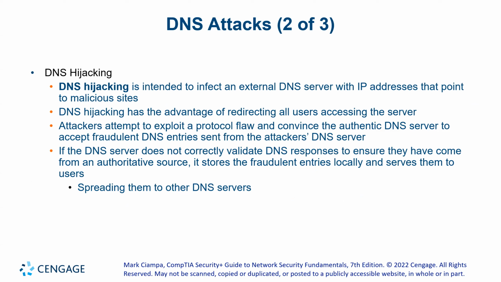Attackers attempt to exploit a protocol flaw and convince an authentic DNS server to accept fraudulent DNS entries sent from the attacker's DNS server. If the DNS server does not correctly validate DNS responses to ensure they have come from an authoritative source, remember us talking about certificates? That's what they're talking about with the authoritative source. It stores the fraudulent entries locally and serves them to the users. This spreads them to other DNS servers.